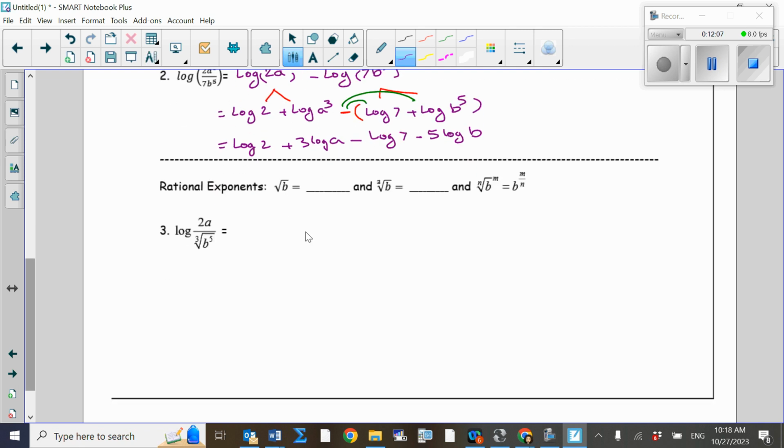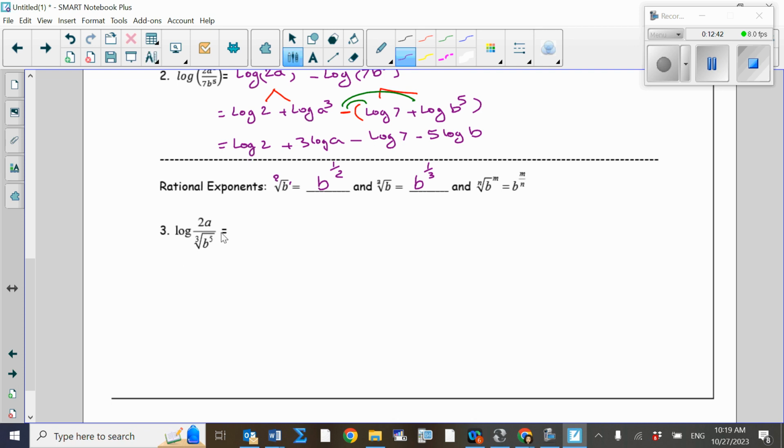There's one thing that we need to remember. If I have radical b, that means it's basically second root of b, and there is a power of 1 here over b. I can rewrite this as rational exponent as b to the power of 1 over 2. Third root of b can be written as b to the power of 1 over 3. And nth root of b to the m can be written as b to the power of m over n. So we're using this to expand log expression. We'll see how it works here.